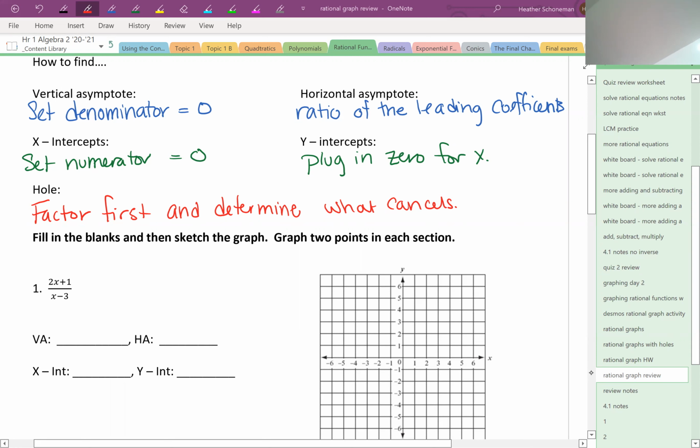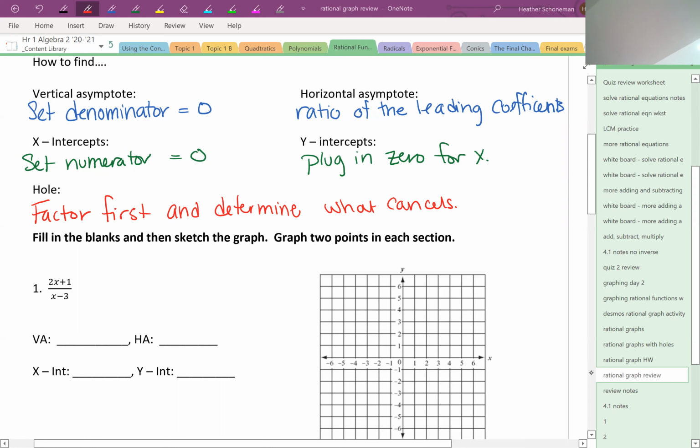So the first one is the vertical asymptotes. That's where you're going to set the denominator equal to 0. The horizontal asymptotes, there's actually options, but when we are graphing, I'm only going to give you ones where the degree on the top matches the degree on the bottom. So because the degree is the same, it is the ratio of the leading coefficients.